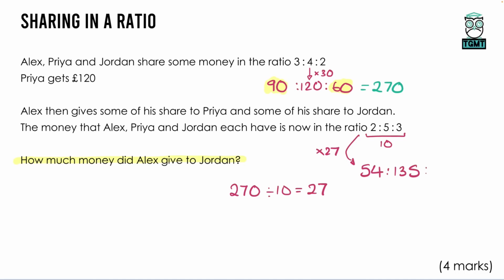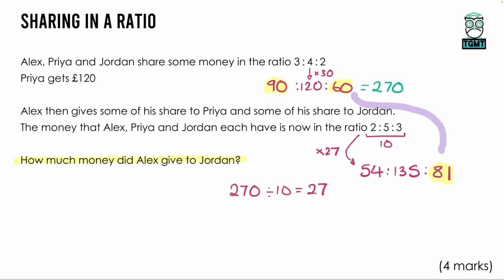27 times 5 gives us 135. And 27 times 3 gives us 81. So we're going to look at either how much money Alex gave away to the other two and do them separately, or for this one, as we want to know how much money Jordan was given, we can just have a look at how much money Jordan went up to.